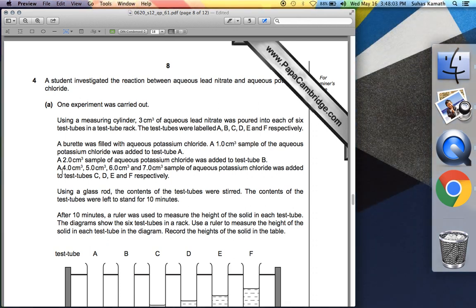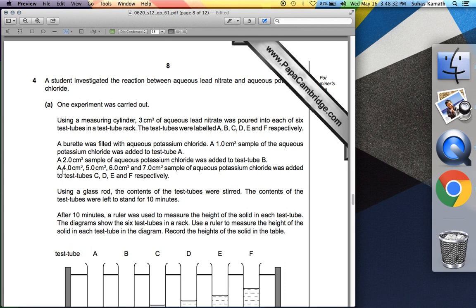A 2.0 cm³ sample of aqueous potassium chloride was added to test tube B. 4.0, 5.0, 6.0, and 7.0 cm³ samples of aqueous potassium chloride are added to C, D, E, and F respectively. Using a glass rod, the contents of the test tube were stirred. The contents of the test tube were left to stand for 10 minutes. After 10 minutes, a ruler was used to measure the height of the solid in each test tube.